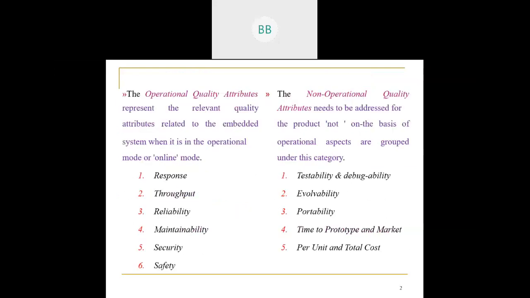Operational quality attributes are associated with the execution of the system and are measurable. They are response, throughput, reliability, maintainability, security, and safety. On the other hand, non-operational quality attributes are related to the product of the system. That is, during production, there are a few attributes that have to be taken care of, and they are testability and debuggability, evolvability, portability, time to prototype and market, per unit, and total cost. Whatever may be the type of attributes, these attributes are to be documented carefully.